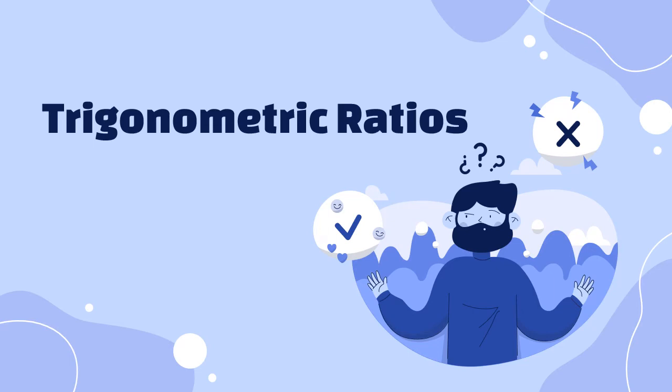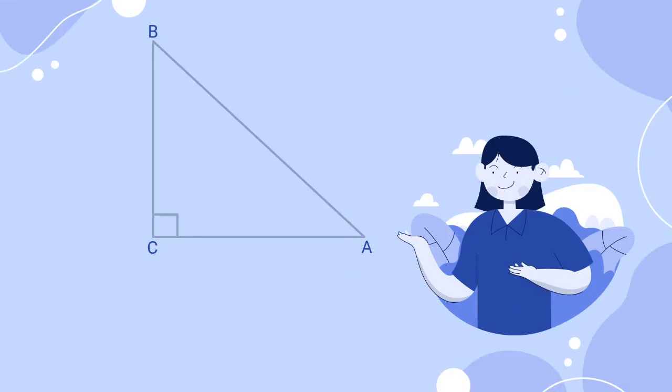Good day, students. Today, our topic is all about trigonometric ratios, or the first three trigonometric ratios. But before that, let's discuss the three parts of a right triangle. So we have the hypotenuse, okay? The hypotenuse is the longest side of a right triangle.